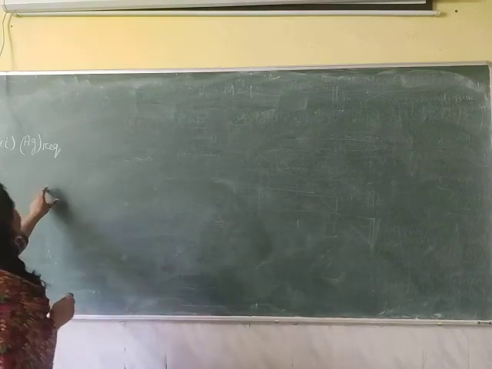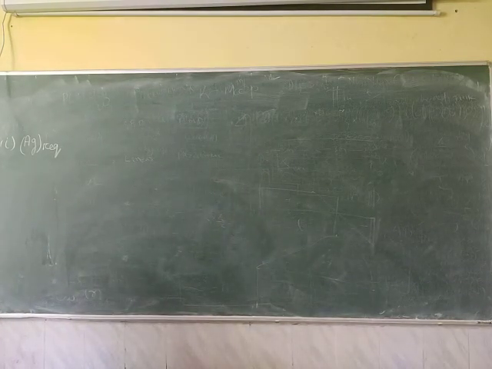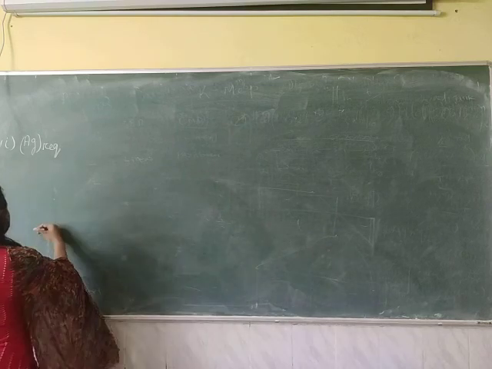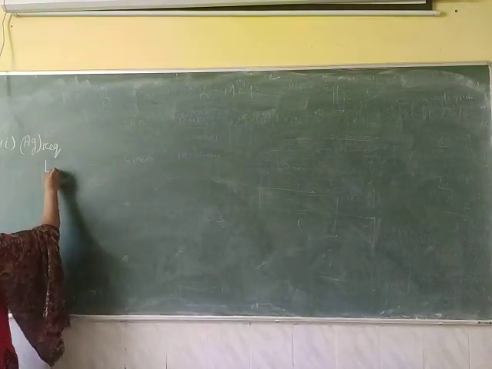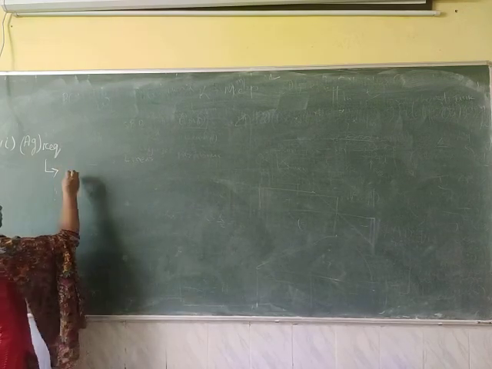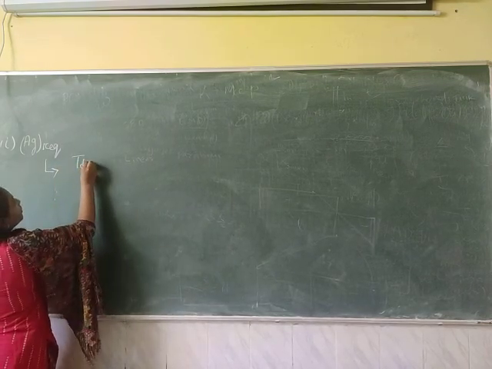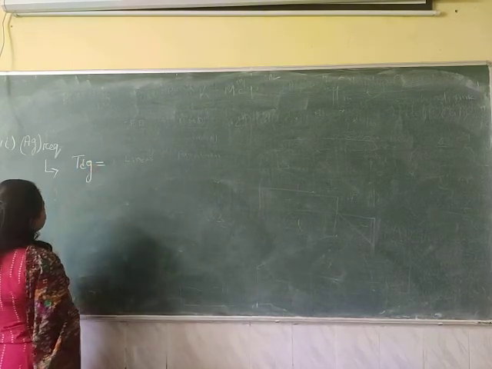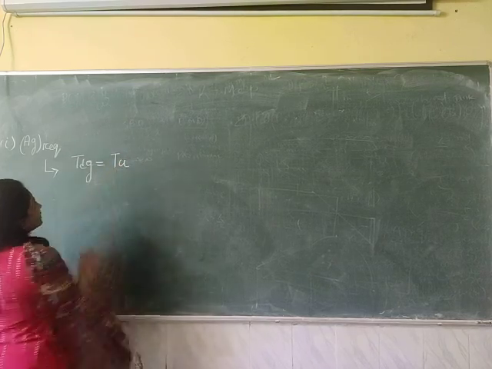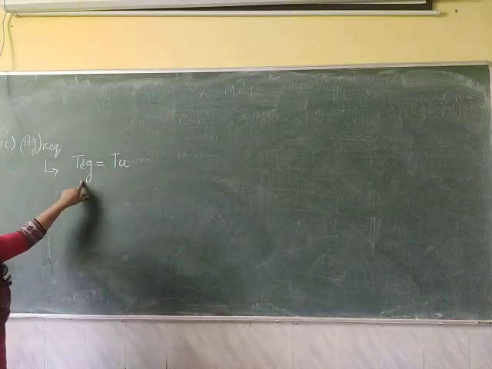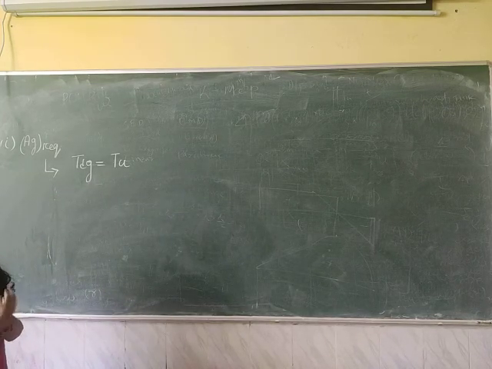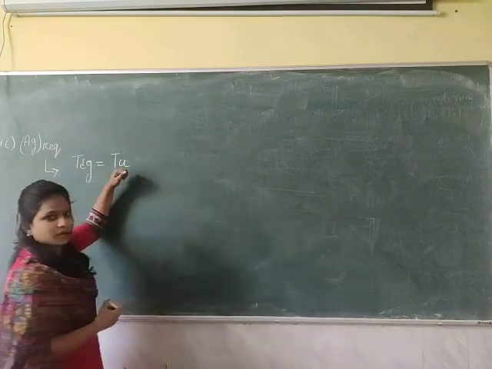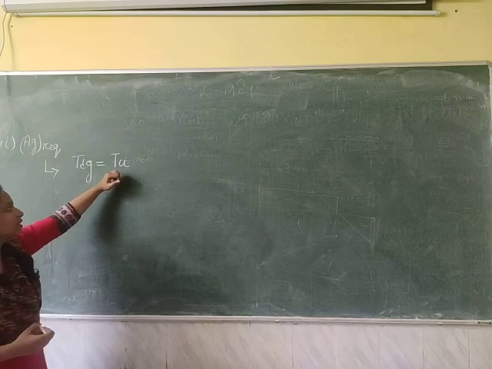So, in the first step we have to determine the gross area required to carry the external applied tensile load. Here you can calculate the gross area required by equating the yield strength of the gross section to the external applied tensile load. Here T_dg is the yield strength of the gross section and T_u is the external applied tensile load. This is the factored tensile load, which will be given in the question.